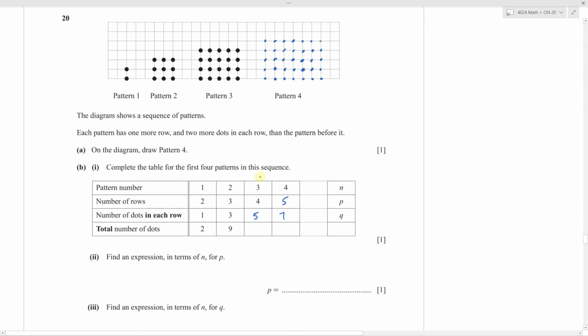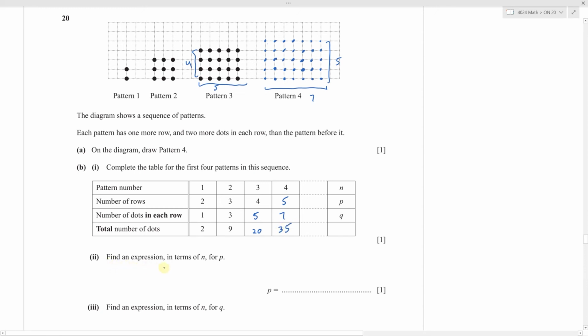So in pattern 3, you have 5 in this direction and 4 in this, right? So instead of counting all these, I can just simply multiply these. 5 times 4, 20. And similarly, 7 in this direction, 5 in this. So 7 times 5, 35.